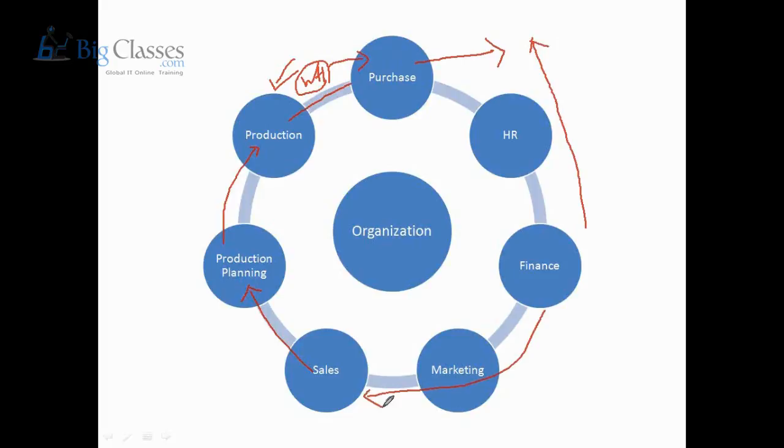If everything goes fine, there is no issue. We are not facing any problem. But suppose the salesperson passes this information to the production planning department, and the concerned person is on leave. That means this information is blocked here. Until the production planning people prepare the production schedule, can the production people start the production? No. They will wait for the production schedule.